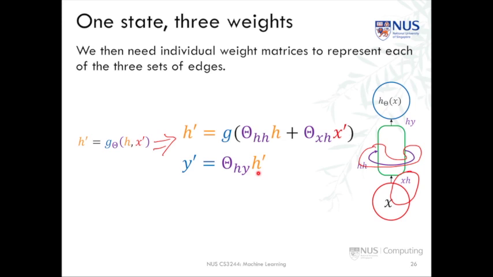After we have the hidden state for this time step, then we compute the output by multiplying against the current weights for how the current state influences the output.